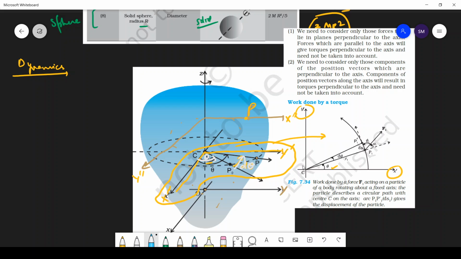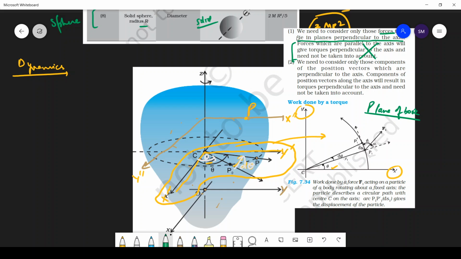Next thing is that all these variables that you see are in the plane of your notebook. If you have drawn this figure in your notebook or in your book, this is the plane of the book. Is this clear? Next thing is that we consider only those forces that lie in the plane perpendicular to the axis. The forces which are parallel to the axis will give torque that will even move the axis, so we are not going to consider them.